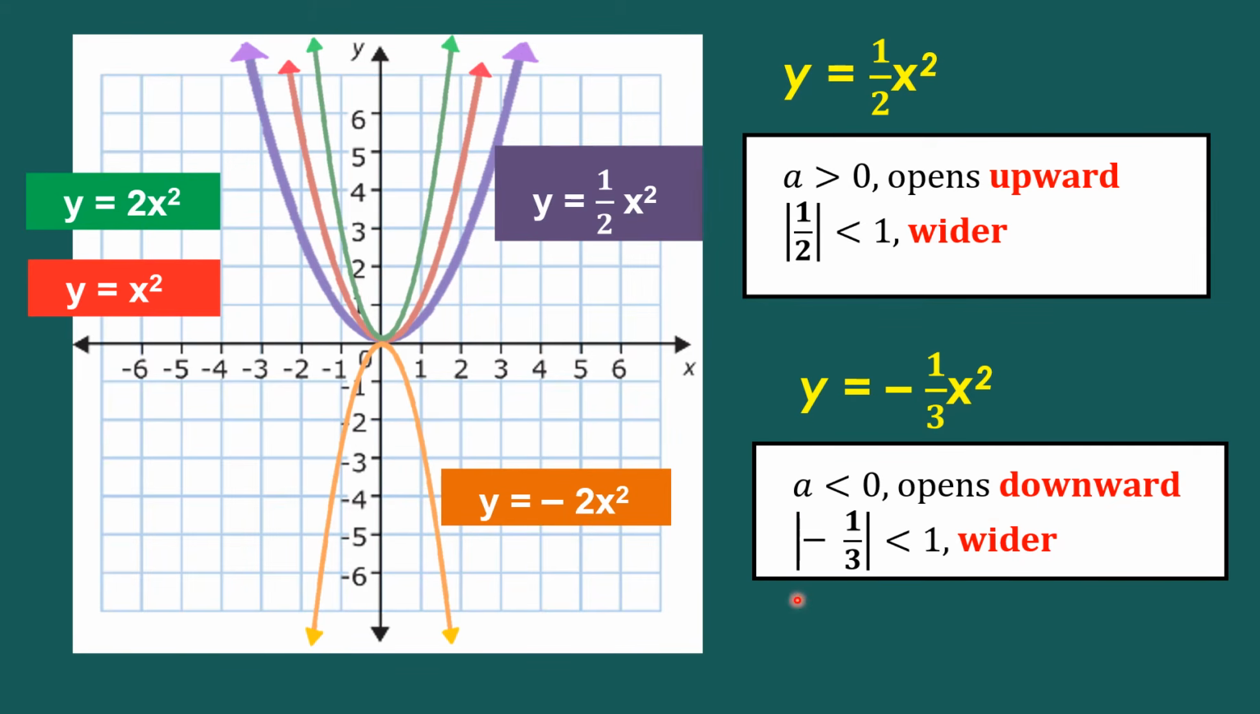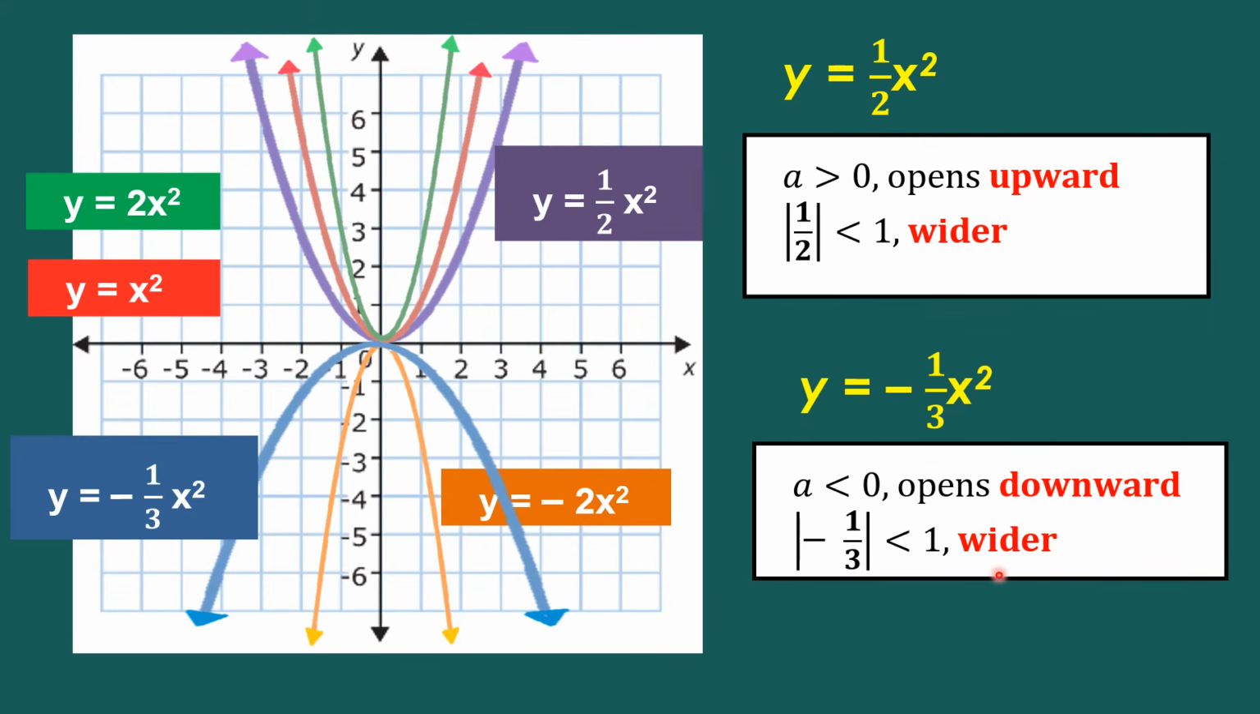Pero, ano ba ang absolute value ni negative 1/3? The answer is 1/3. And 1/3 is still less than 1. Mas mababa kaysa 1. Kaya naman, ang graph natin will still be wider compared to our parent function. So, eto namang blue, ang graph ni y equals negative 1/3 x squared. Kung mapapansin natin, it opens downward at mas malapad siya. It is wider compared to our parent function.